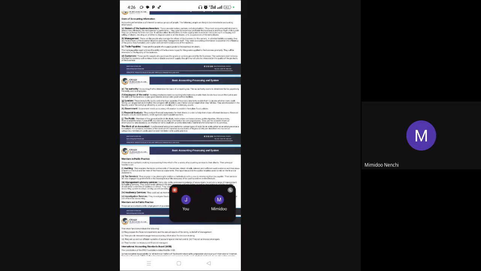So accounting profit determines the basis of computing tax. The tax authority wants to determine the tax payable by the entity and its employees. They are there to determine the amount of tax to be paid by the entity and its employees.